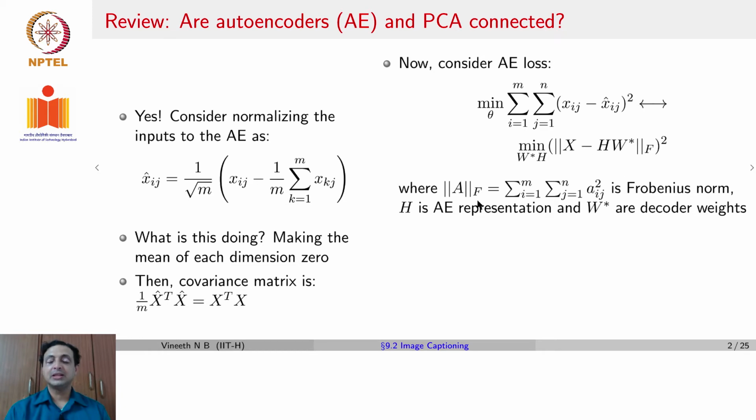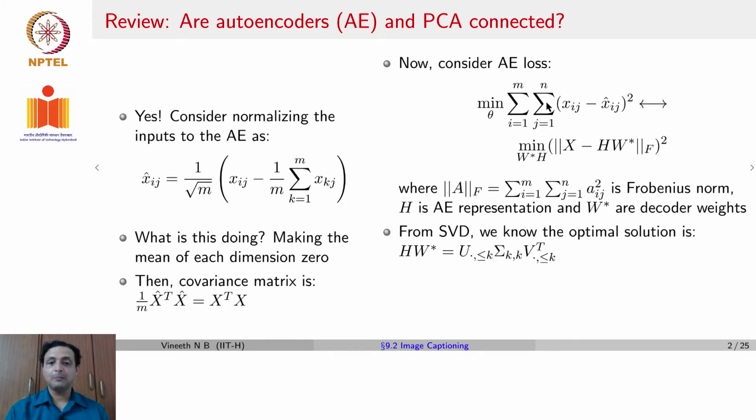H here is the representation of the autoencoder in the middle layer, the bottleneck layer or the context vector, and W star are the weights of your decoder. So W star into H is the reconstructed output from that intermediate representation. X is the original input. Both of these are equivalent representations for the loss function. Why did we write it this way? Let's see a bit more.